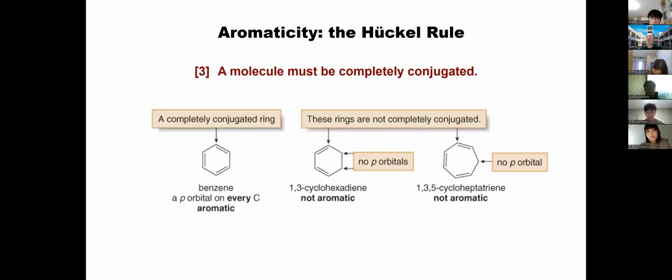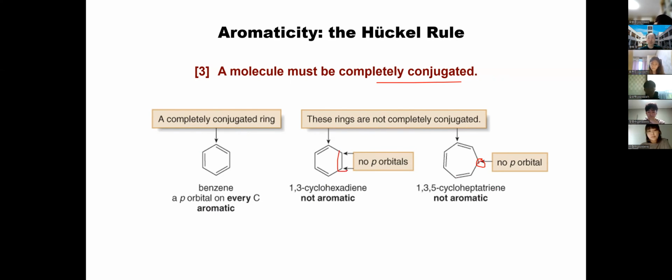Third one, they should be completely conjugated, meaning there should not be any broken structure. The conjugation should be fully closed. This one is broken here, this one is broken here, right?